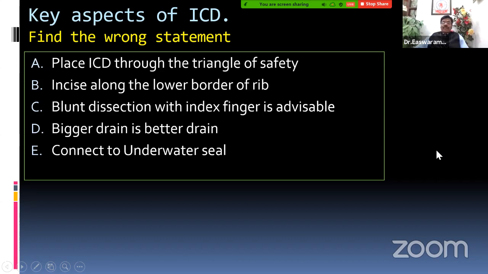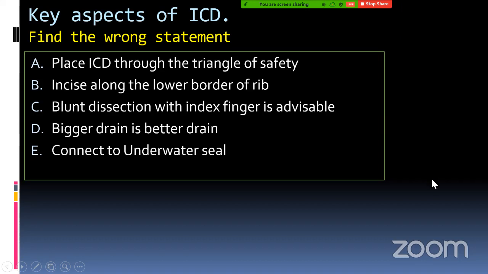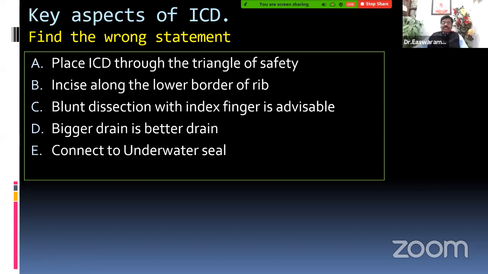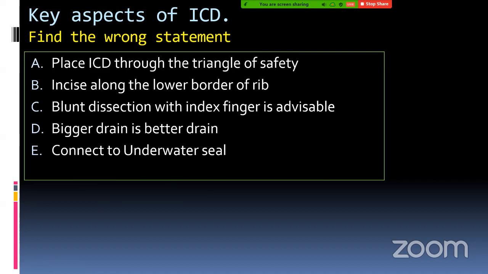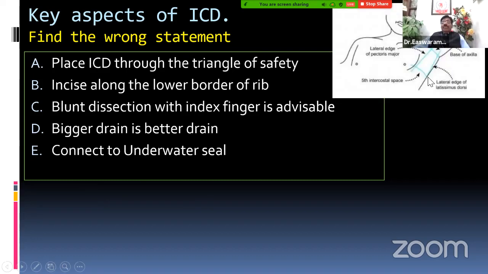Anybody wants to answer? Sir, B, sir. Incise along the lower border of rib. That is a wrong statement. Yes, sir. Well done. Who is this? Kadiravan, sir, from Perundurai Medical. Kadiravan, well done. So you've done it right, because you have already understood the triangle of safety.